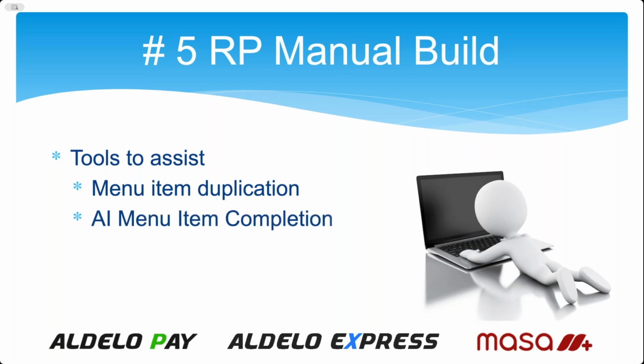Then there's AI menu item completion. This is where the description of the item is suggested to you by our AI tool based upon the descriptions that are in other databases in the Aldelo Express family of databases. So you could enter in the first 3 letters and a list of suggested descriptions will pop up and you can just select from any of those.